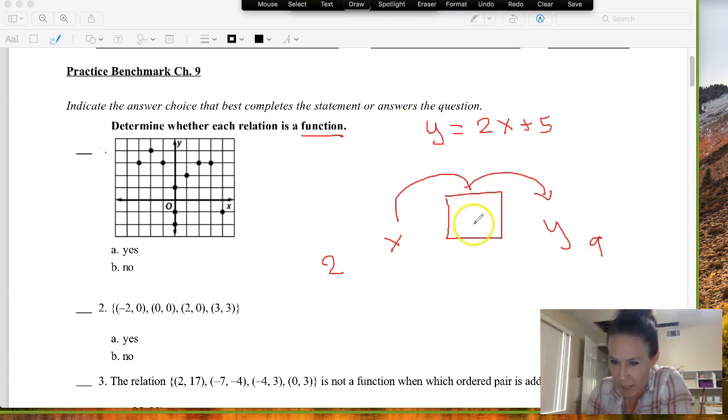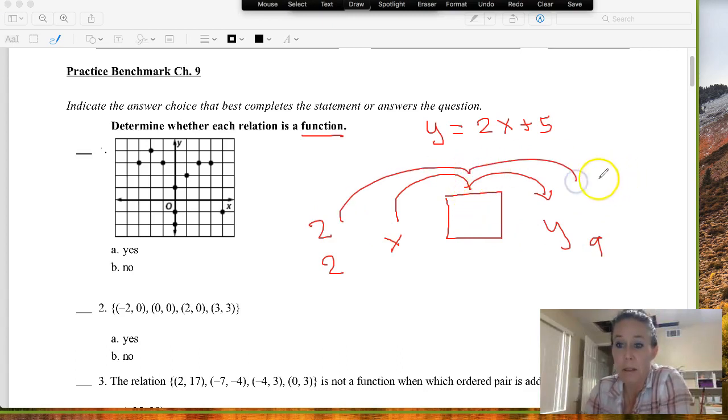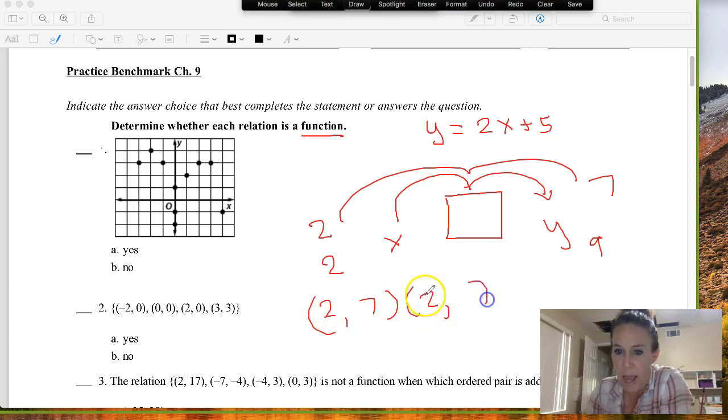Now if I had something in here that wasn't a function, if I plugged in 2 and it spit out 9, and I plugged in 2 again, and this time it changed its mind, it's going to spit out 7. Well, that's weird. That's not functional. I plug in 2, I get out 9. I plug in 2 again, this time I get out 7. So you can tell if something's a function if you have a set of ordered pairs and you repeat the x values, but you get different y values.